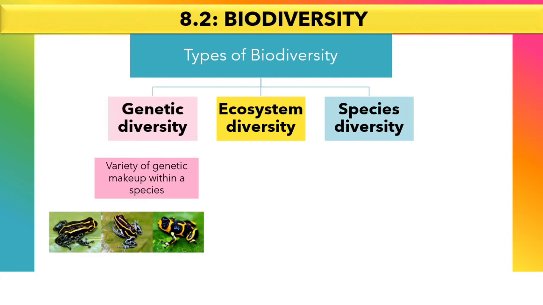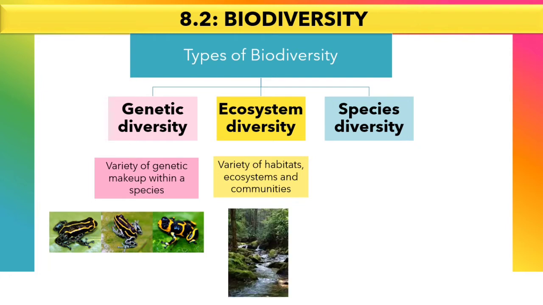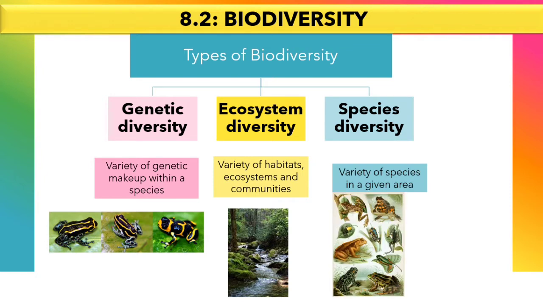The second one is ecosystem diversity. Ecosystem diversity is the variety of habitats, ecosystems and communities, such as a rainforest, with a diversity of organisms in this ecosystem. Species diversity is the variety of species in a given area. So this is the species diversity of frogs.